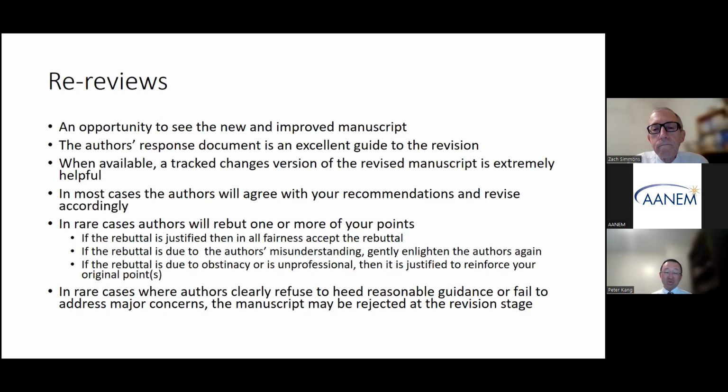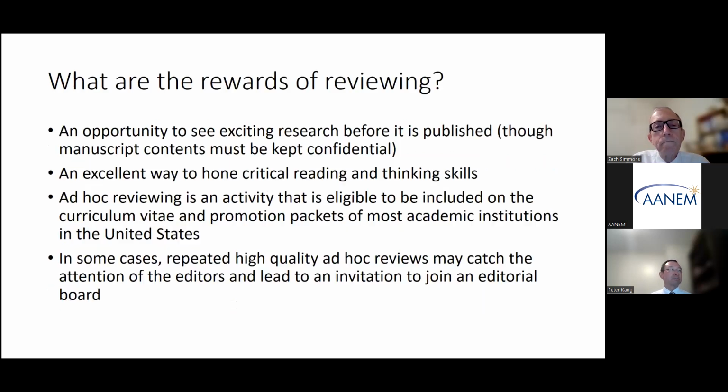In rare cases where the authors clearly refuse to heed reasonable guidance or fail to address major concerns, the manuscript may be rejected at the revision stage. So there's no guarantee during revision that a manuscript will be accepted. That is the usual outcome, but it's not guaranteed.